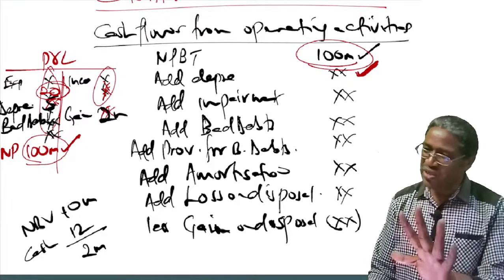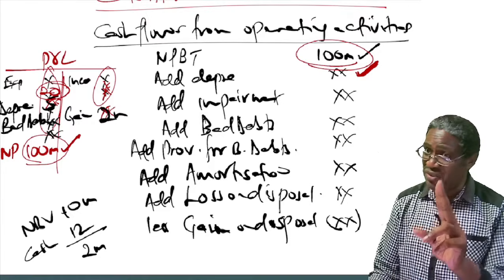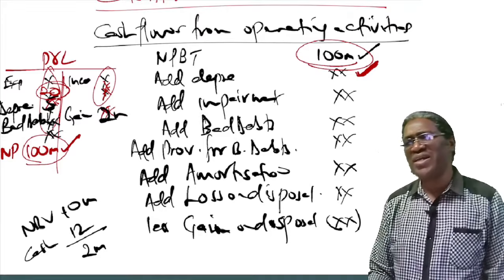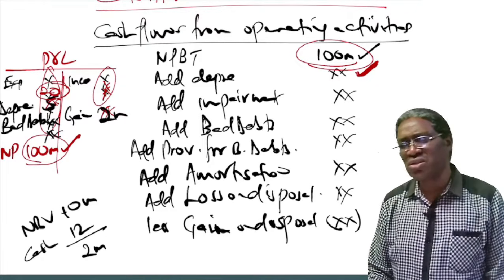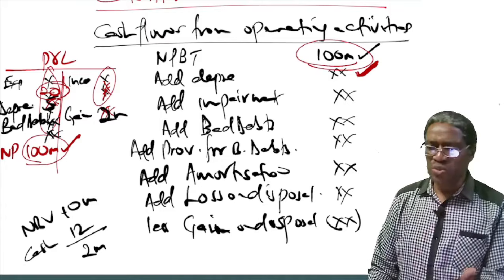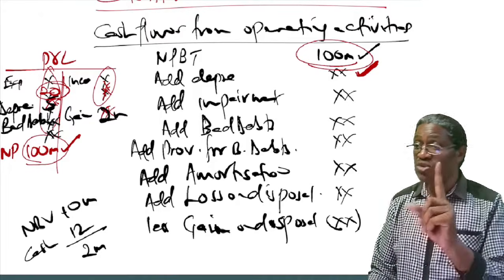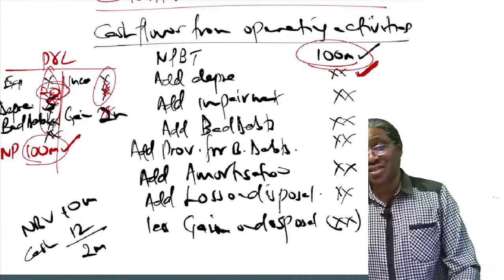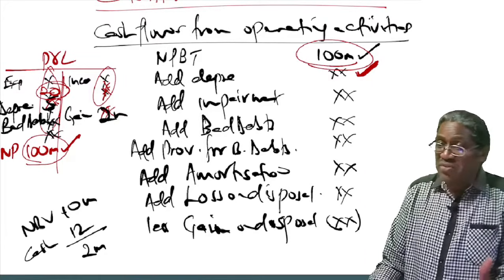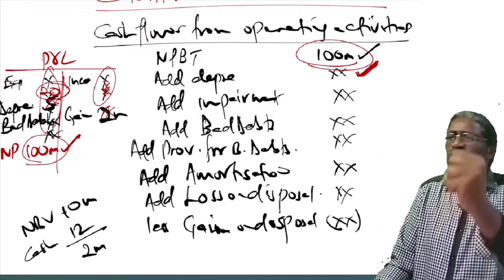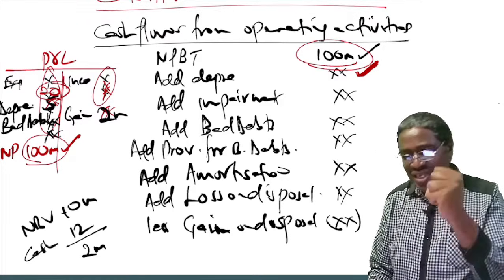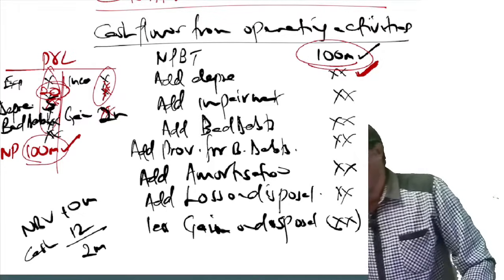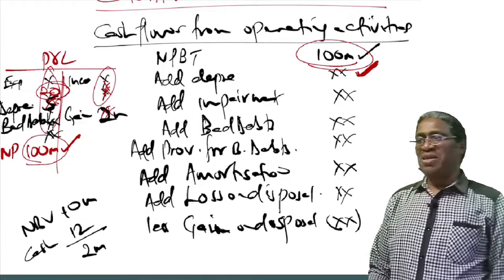Yet you have not given me that other one. These others you have given me: impairment, provision for bad debts, amortization, loss on disposal, gain on disposal. It's not a must for them to be there in a question. Some questions have them, some don't. But there's another non-cash item which is a must find in any question that you will do or you will ever do. Somebody has already given it to me.